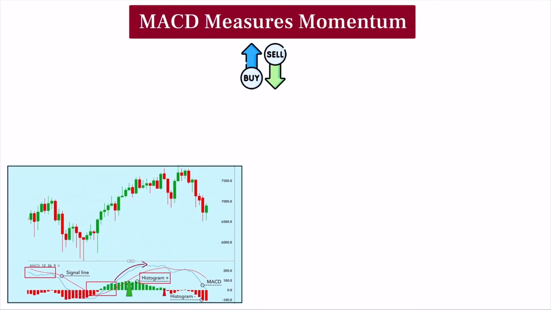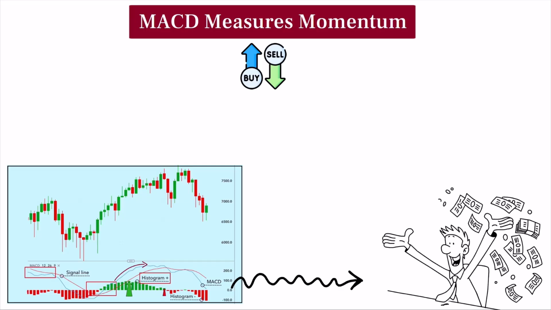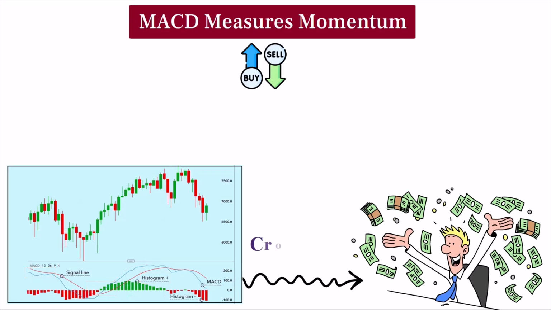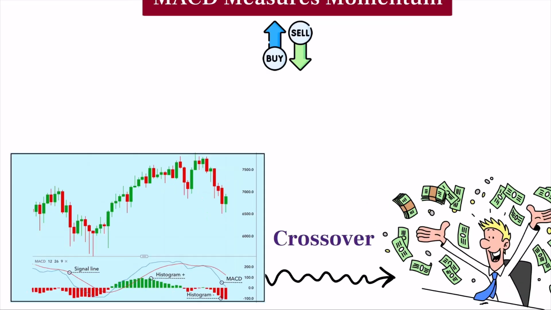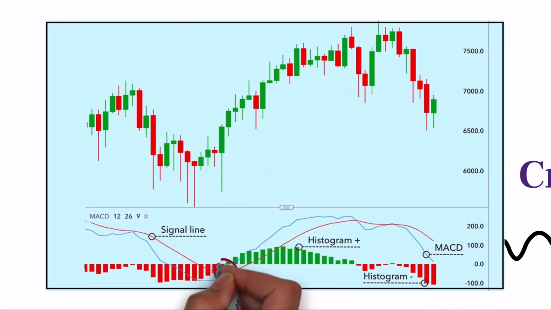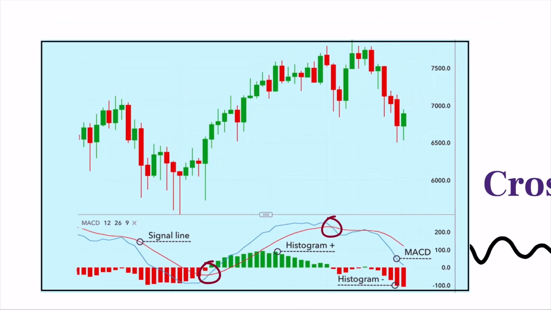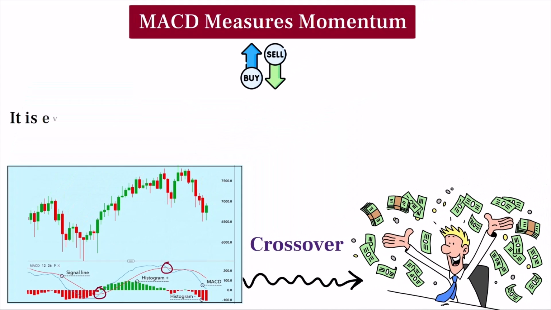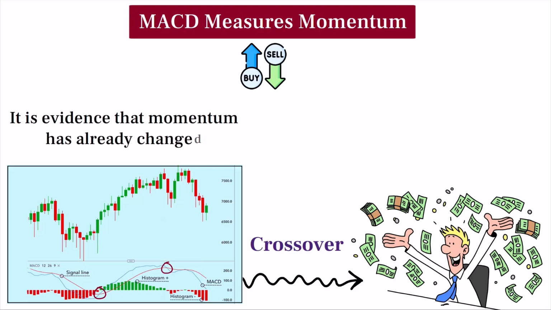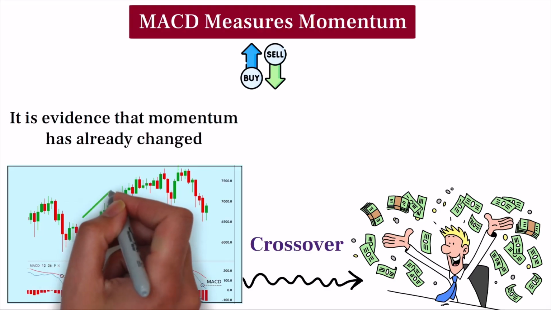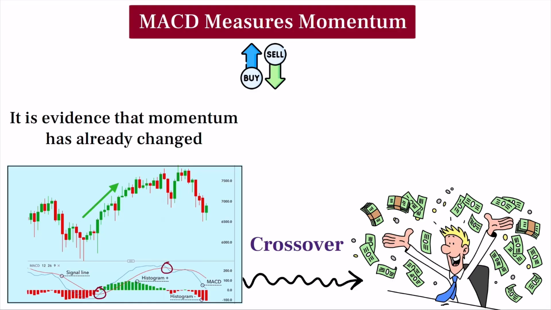This is where many traders lose control. They take something that shows behavior and try to turn it into a decision. The most common example is the crossover. When the lines cross upward, many traders treat it like a buy signal. When they cross downward, they treat it like a sell signal. But a crossover is not a signal. It is evidence that momentum has already changed. By the time it appears, the move is already underway.